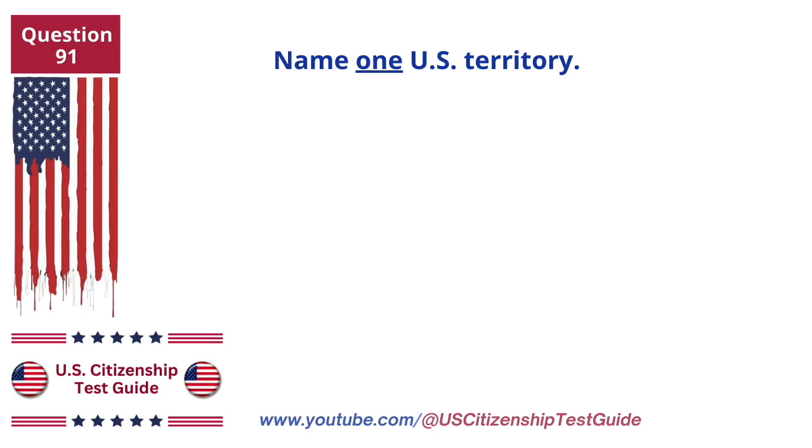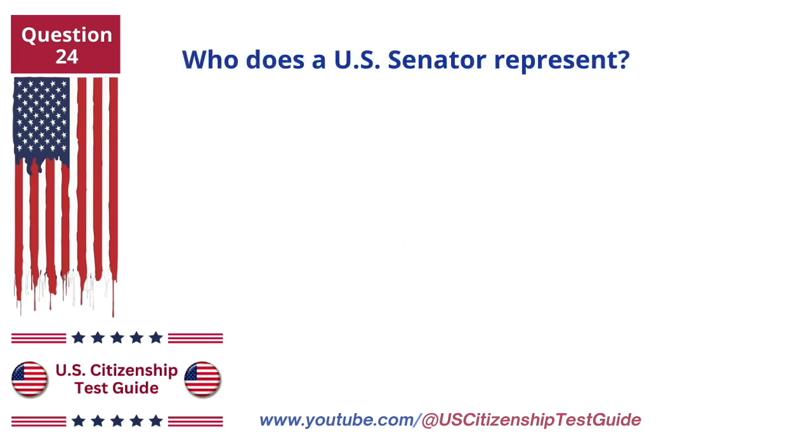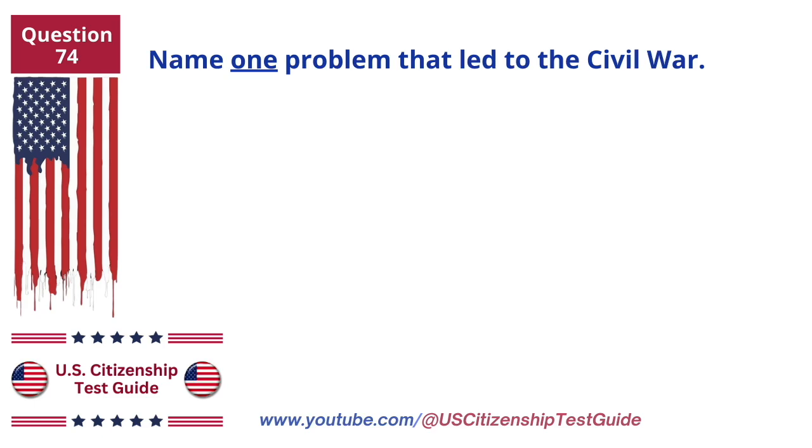Name 1 U.S. territory. Guam. Who does a U.S. Senator represent? All people of the state. Name 1 problem that led to the Civil War. Slavery.